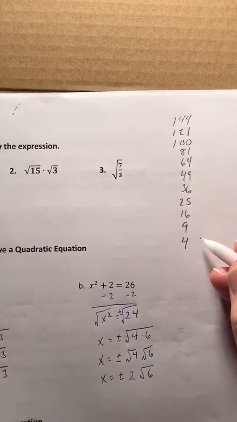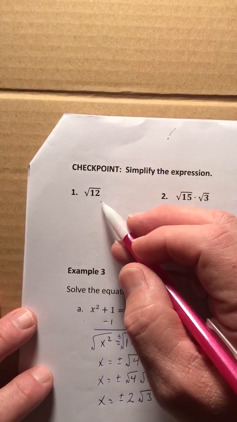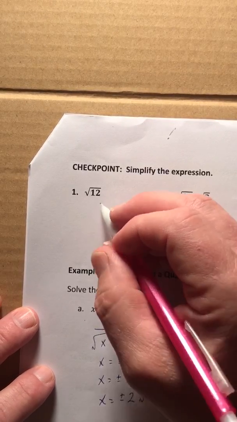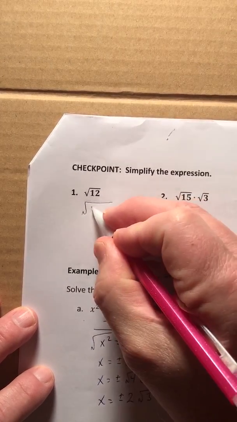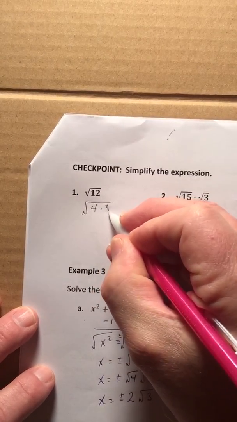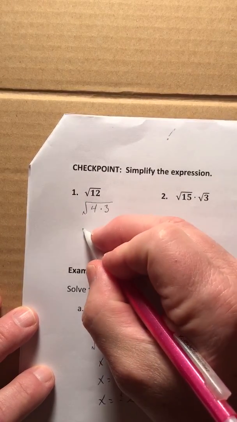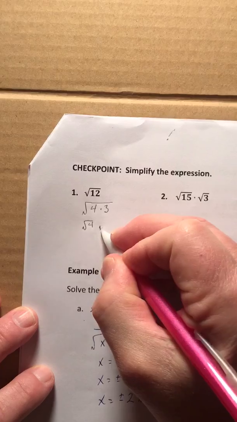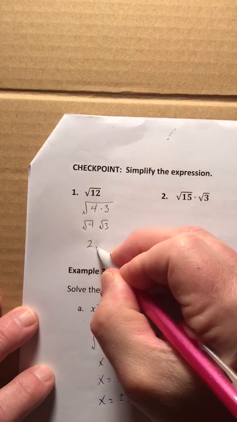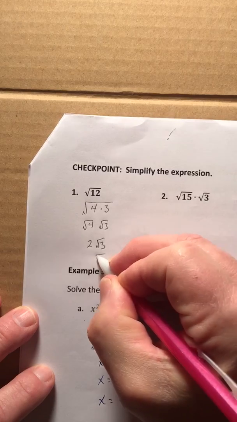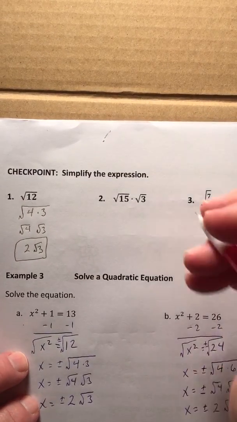Well, the only one below that is 4. And we say, okay, will 4 go evenly into 12? And the answer is yes. 4 goes evenly into 12. In fact, it's 4 times 3. So we would make this into the square root of 4 times 3. All right. Then what we're going to do is break this up. We make it into square root of 4 times square root of 3. And then square root of 4 is 2. So we get 2 root 3. And that would be our answer. And it is simplified.